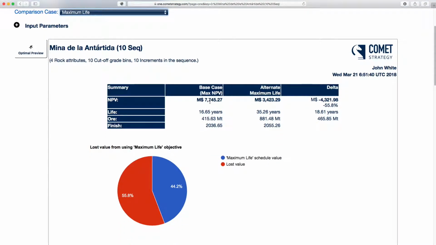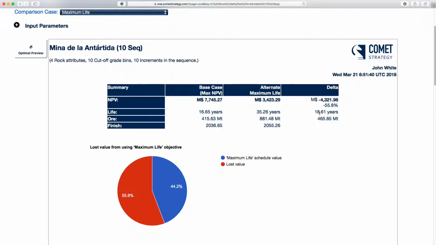From an NPV point of view, which is of course the best proxy for comparing with shareholder value, we've actually lost quite a lot of money. We've lost over half the value, going from 7.7 billion to 3.4 billion. So we've lost 56%, a huge amount. Yes, we've increased the life, and that was our objective, to increase the life by another 18.5 years. So a significant increase in life, so tick, objective achieved.